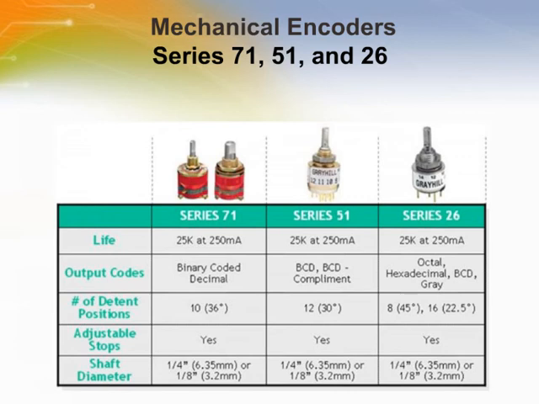Grayhill was able to adapt the Series 71 and 51 rotary switches to provide code output. Later, the 26 series was designed specifically as a mechanical encoder. Grayhill continues to offer all of these as standard catalog products. The Series 26 has been incorporated into electric guitars and audio mixing consoles. The Series 51 has been used in military and medical applications, and the Series 71 has been used in military and machine tool applications.